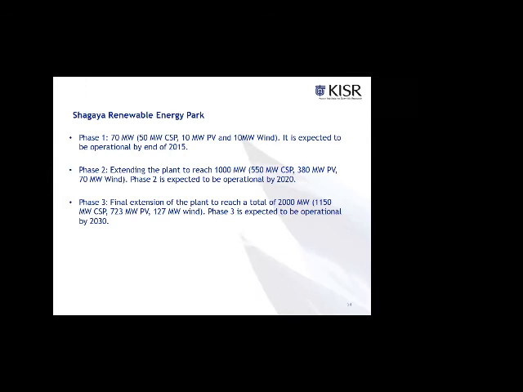So if we talk about the three phases, the first phase is made of 70 megawatts of available capacity, 50 from CSP, 10 megawatts from PV, and 10 megawatts from wind. It is operational now. Phase two will give 100 megawatts, and these are the distributions. And final extension, phase three, the capacity will go to 2,000 megawatts. But it is in the very early stages of construction and installation.